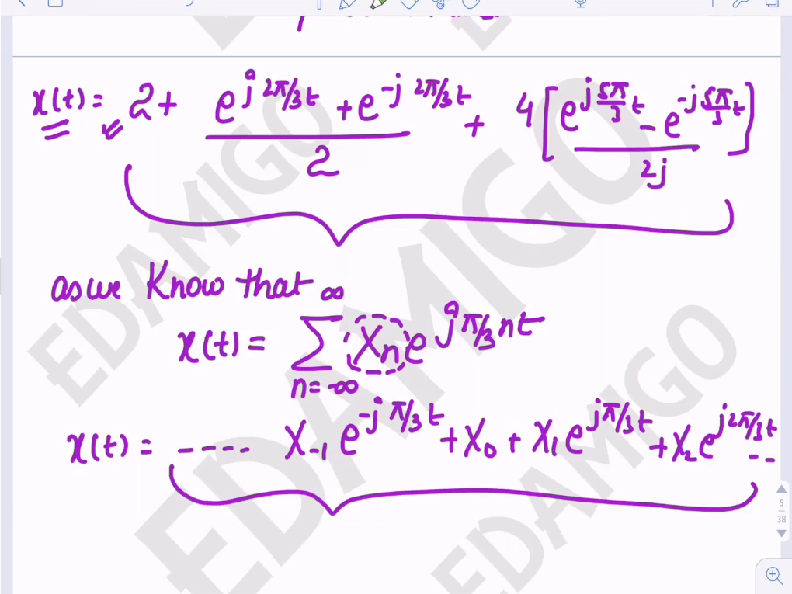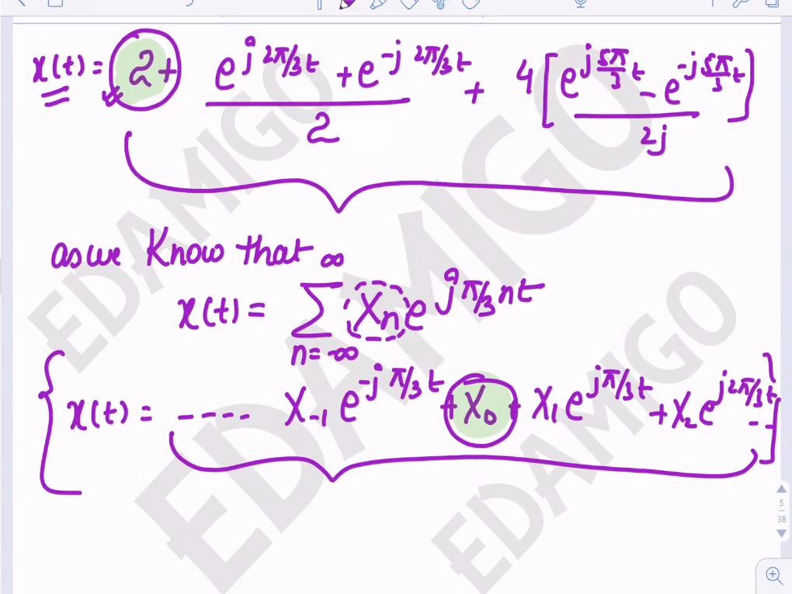So first of all, if we compare these two, we can see that only one term in this expression is without an e to the power term, that is x0. So we will compare 2 with x0. By comparing, we get x0 is equal to 2. Now we can see that there is no term in this x(t) with e to the power minus j pi by 3 t, so x of minus 1 is equal to 0. Similarly, there is no term of e to the power j pi by 3 t, so x1 is equal to 0.